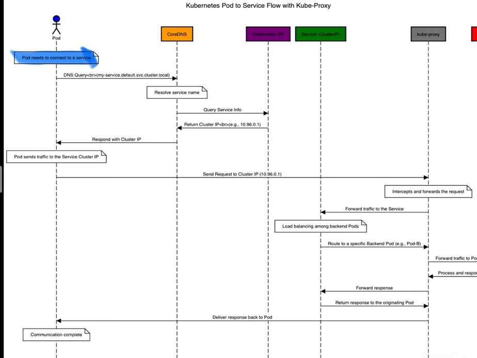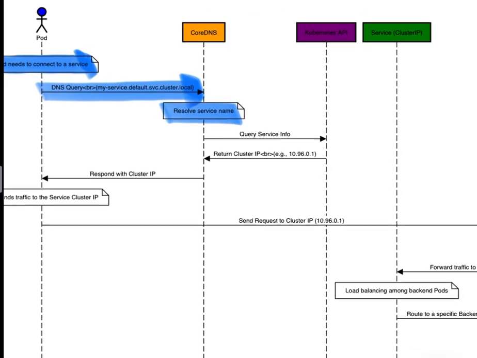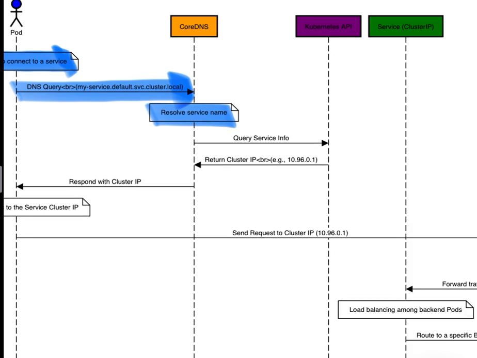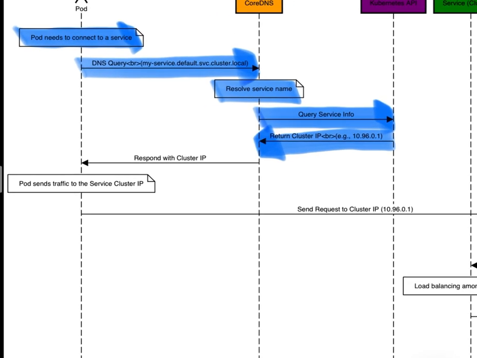2. CoreDNS resolves the service name. The pod sends a DNS query to CoreDNS: What is the IP address for myservice.default.svc.cluster.local? CoreDNS doesn't know this immediately, so it asks the Kubernetes API for information about the service. The Kubernetes API responds to CoreDNS with the service's cluster IP, e.g., 10.96.0.1. CoreDNS sends this IP back to the pod.